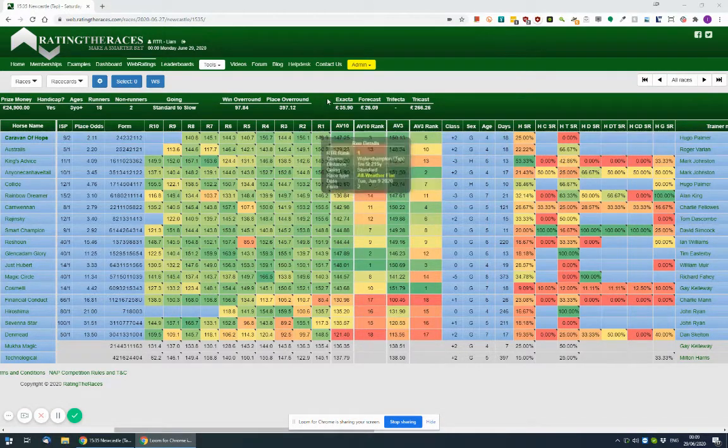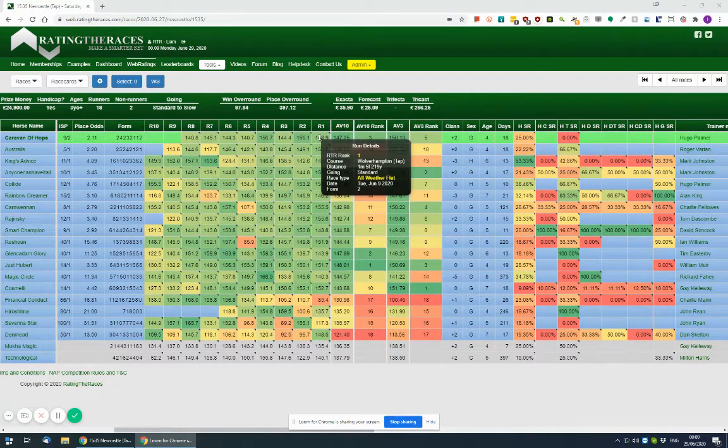R1 is its most recent run, R2 is the horse's second most recent run, R3 was 3 runs ago, R4 was 4 runs ago, and so on, until we get back to R10, which was 10 runs ago for that horse. As you've noticed, if I've just been hovering over some of these figures, pop-ups have been appearing. And they also give you extra run details.